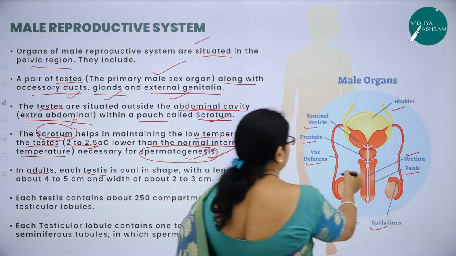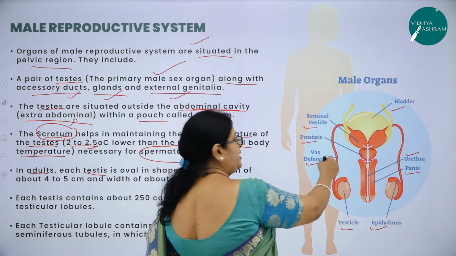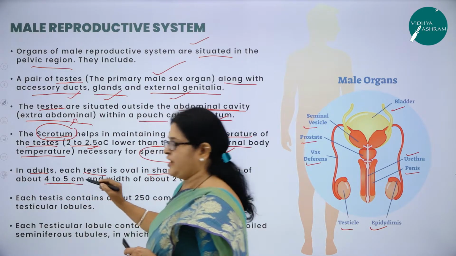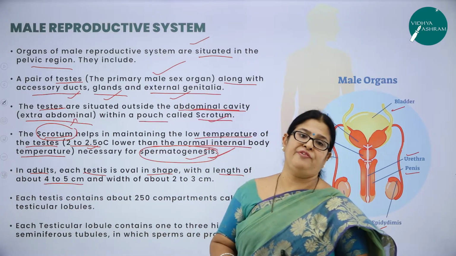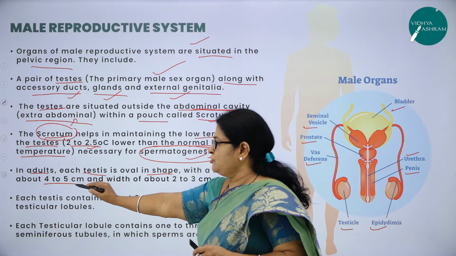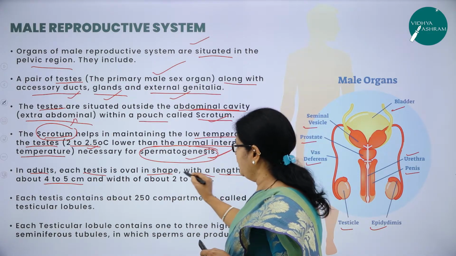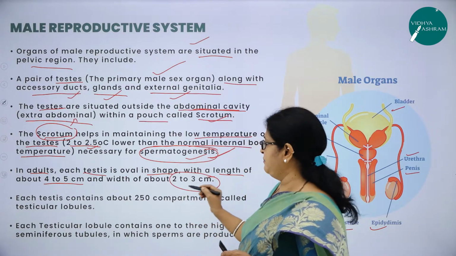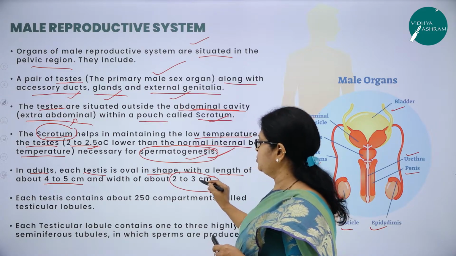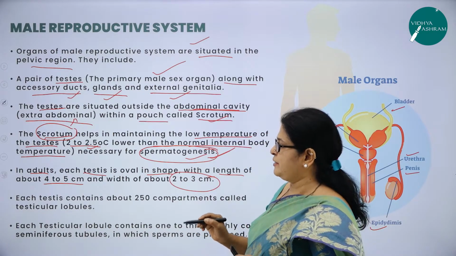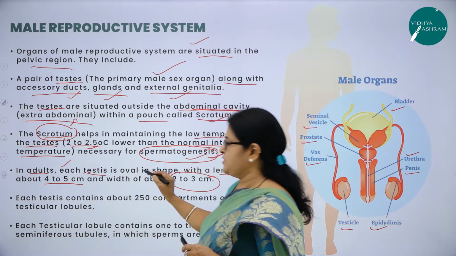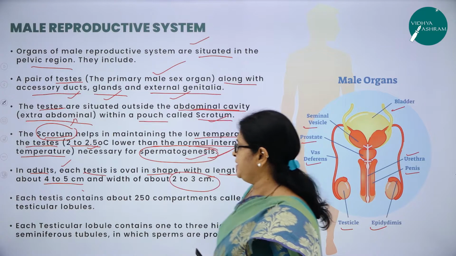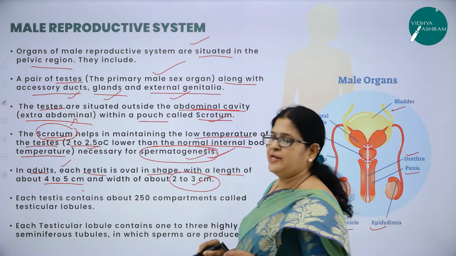Now in adults, each testis is oval in shape with a length of about 4 to 5 centimeter. What is the length of each testis? It is around 4 to 5 centimeter and a width of 2 to 3 centimeter. Once again I repeat, in adults each testis is oval in shape with a length of about 4 to 5 centimeter and a width of about 2 to 3 centimeter.